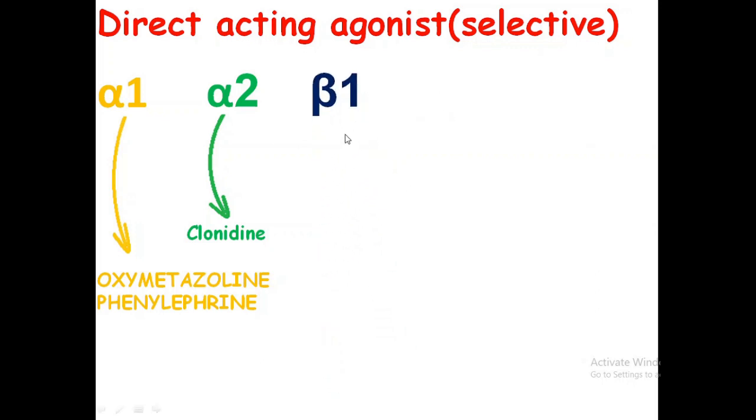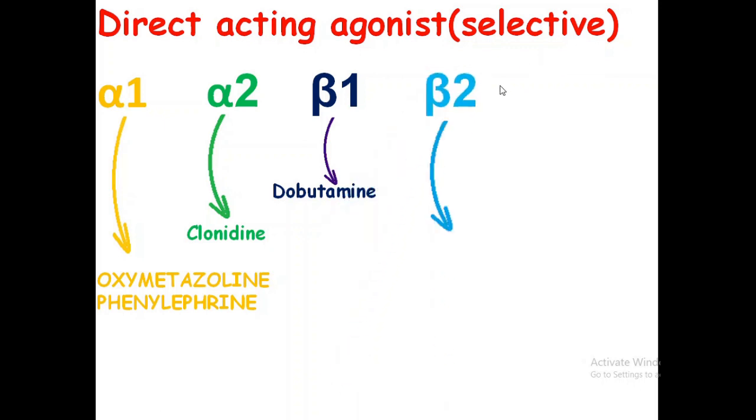Now let's move on to the beta 1 selective agonists. Best example of this one is dobutamine, and again, as you may recall, beta 1 receptors are mainly found in cardiac tissues, so dobutamine increases cardiac rate and cardiac output, which is why it is used to treat acute heart failure.